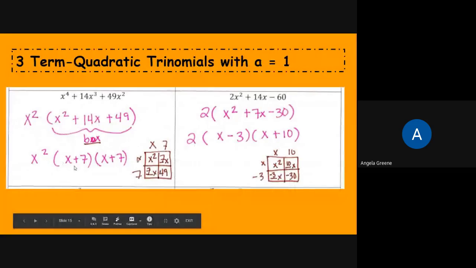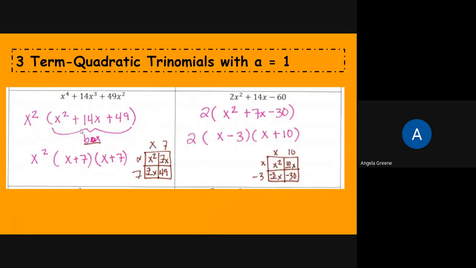So I can factor them down further. And so with the first one, factors of 49 that add to 14, well, that would be 7 times 7 is factors of 49, and 7x plus 7x adds to 14x. So this one has three factors: x squared, x plus 7, and x plus 7.